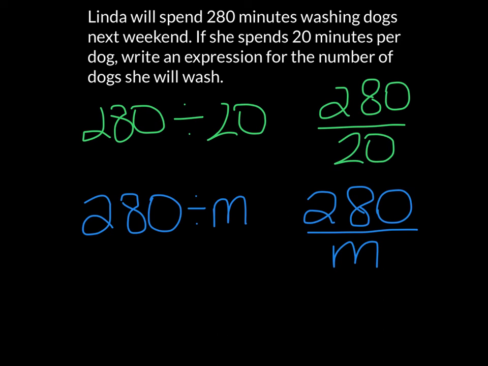Each of these can be read as 280 divided by M, or it can be read as the quotient of 280 and M. We know quotient is the answer to a division problem. It can also be read as the result of dividing 280 by M. Have fun with today's math lesson.